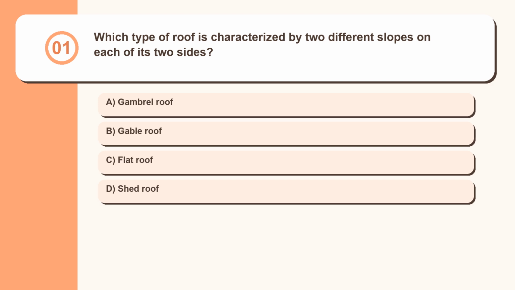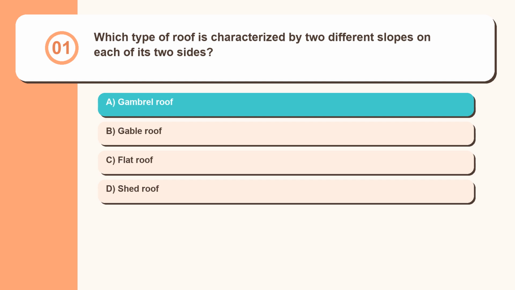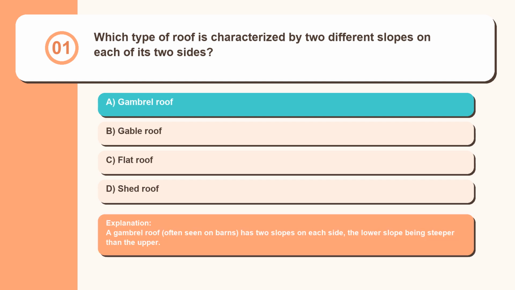Question 1. Which type of roof is characterized by two different slopes on each of its two sides? Gambrel roof, gable roof, flat roof, shed roof. A gambrel roof, often seen on barns, has two slopes on each side, the lower slope being steeper than the upper.